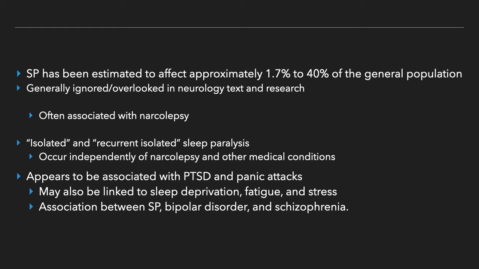Sleep paralysis has been estimated to affect approximately 1.7% to 40% of the general population, predominantly students. Also, females tend to be more affected than males. Unfortunately, there has not been much research done on sleep paralysis, and the research that has been done is most often in the context of narcolepsy. However, it is important to note that sleep paralysis can occur in people who do not suffer from narcolepsy. This is often referred to as isolated or recurrent isolated sleep paralysis.